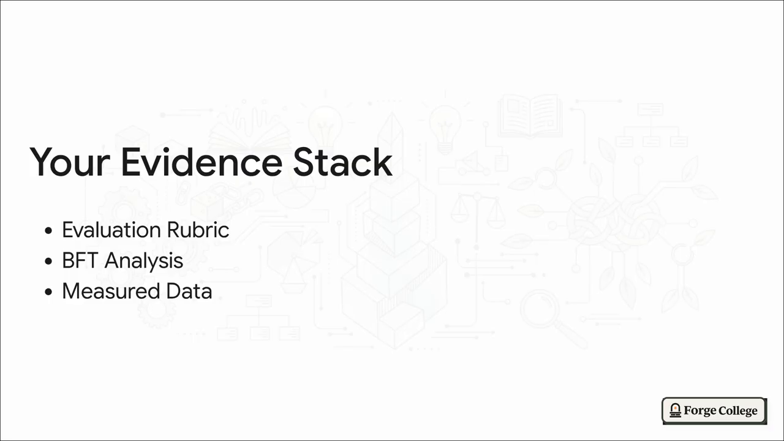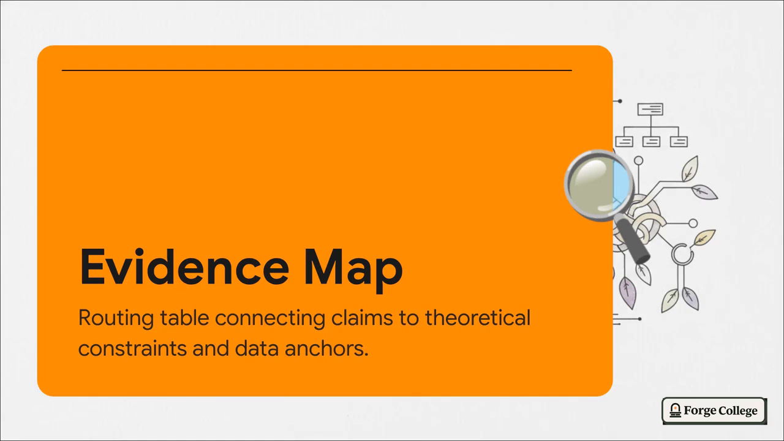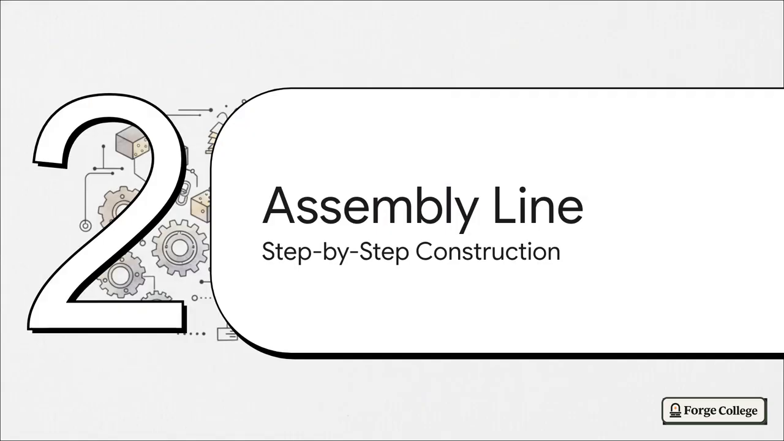We need hard evidence. Now, how do we actually fuse these elements together? We use what's called an evidence map. This is a crucial first step. Think of it like a routing table in networking. For every single claim you plan to make in your draft, you map it directly back to its theoretical rule and its corresponding hard data anchor. You are actively ensuring that every single claim you make is fastened to reality, so it doesn't just float away under scrutiny.